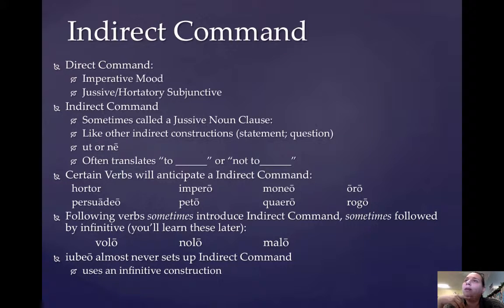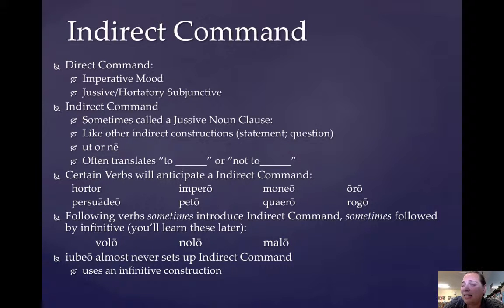So, he ordered him to do something. Okay, so we're finding out what the command was indirectly, not as a direct command to another person, but we're learning through the sentence what the command was. For the most part, indirect command translates as to do something or not to do something. So, he orders the troops to attack the city, or he commands the troops, ne, not to attack the city.